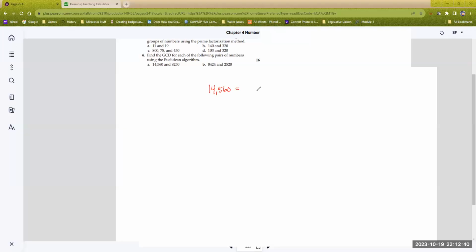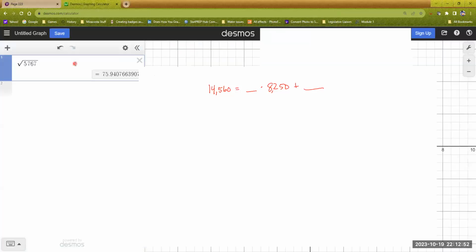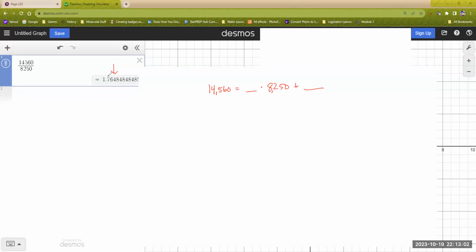14,560, and I think it's some number of 8,250s plus a remainder. And the question is, how many of these do I want? So when I jump into Desmos or whatever calculator you have, grab a calculator and you can just do 14,560 divided by 8,250. And what I want you to see is this. When you look at the component that's left, you have 1.76.